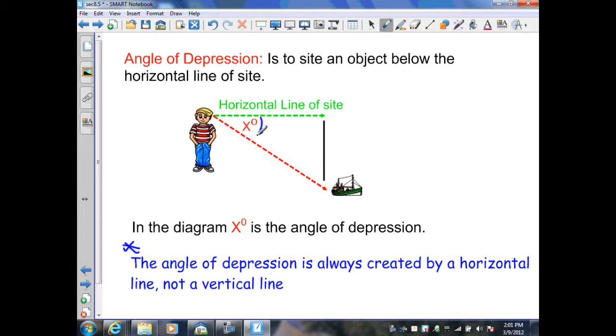Again, I have the horizontal line of sight. I look down and I view the boat from my line of sight to the boat, and that generates my angle of depression. I drop an altitude, and that creates my right angle. Again, I have two acute angles, but my angle of depression cannot be against the vertical line.